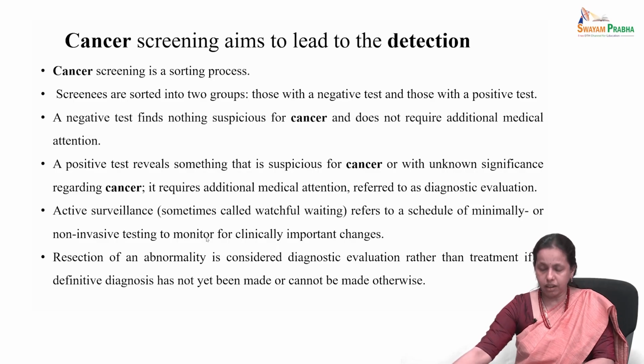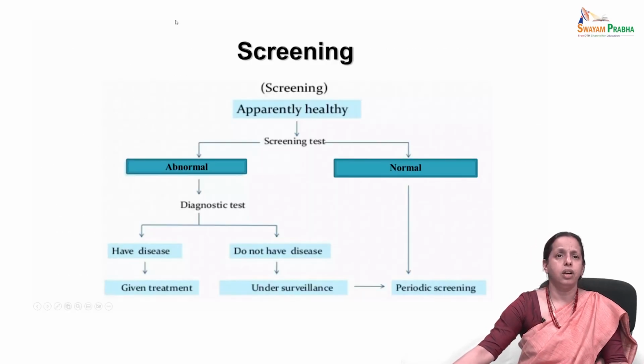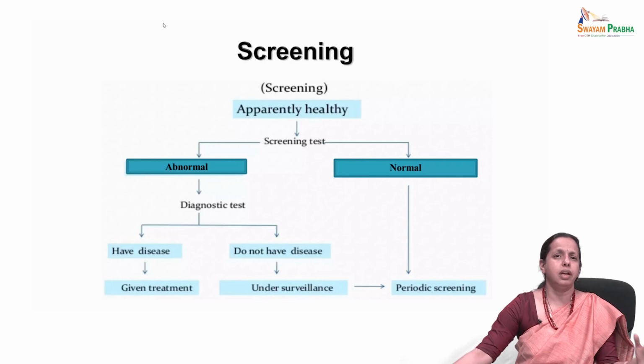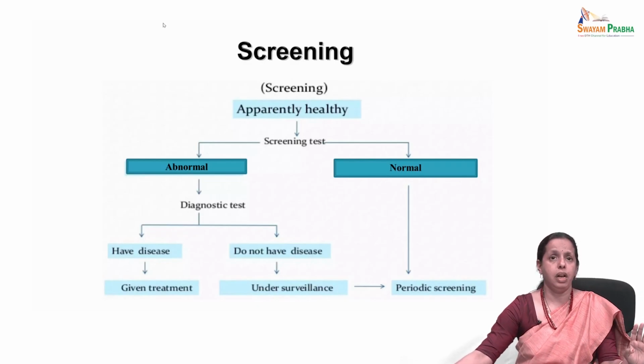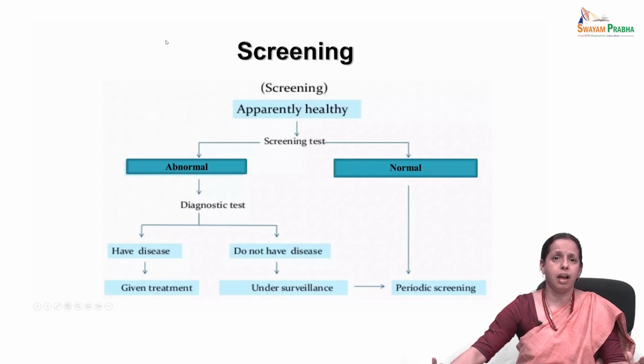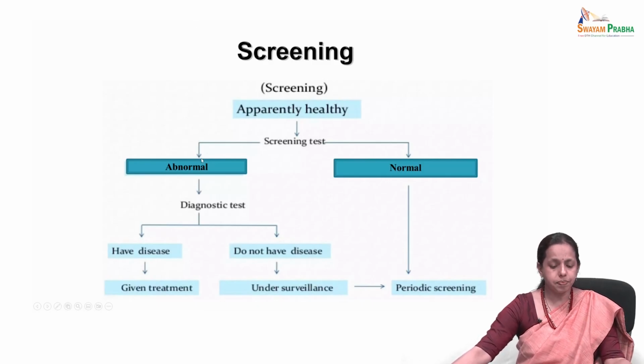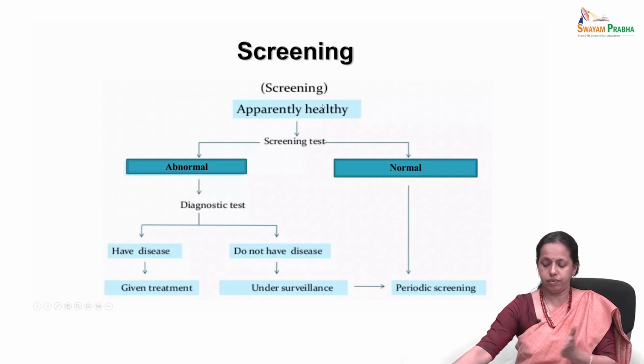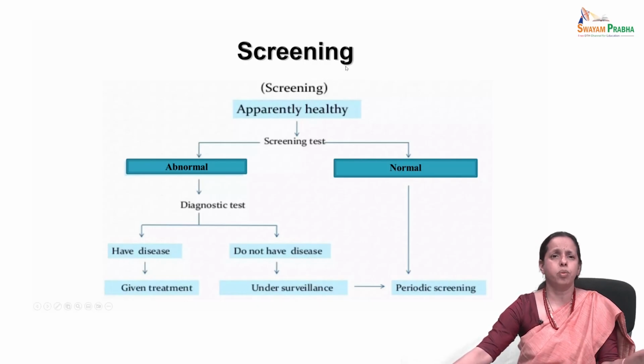This is a simple algorithm of how the screening goes. Take a population, for example, for cervical cancer screening. You go to a community, and they don't seem to have anything abnormal. They seem to be apparently healthy individuals. You could conduct, for example, an HPV test or a pap smear, and the result is either negative, or normal. If it's normal, nothing to worry about, just go back home.